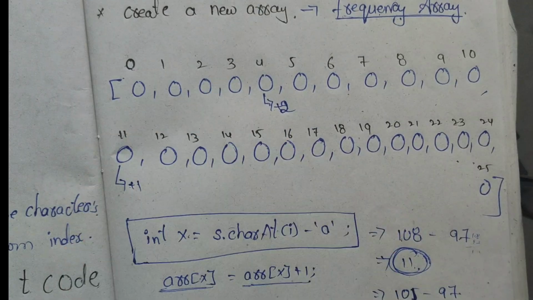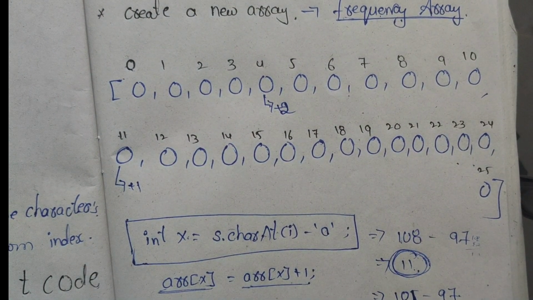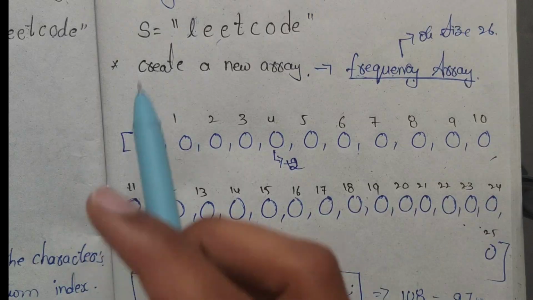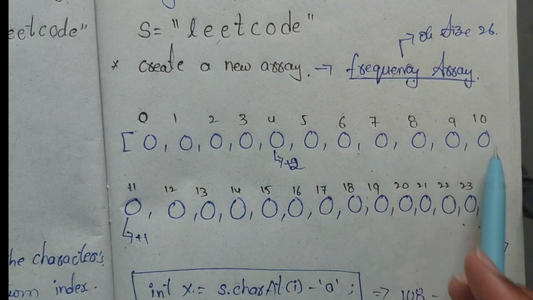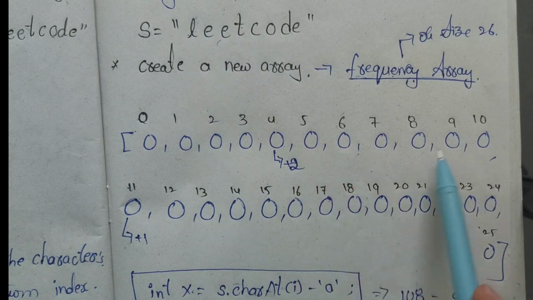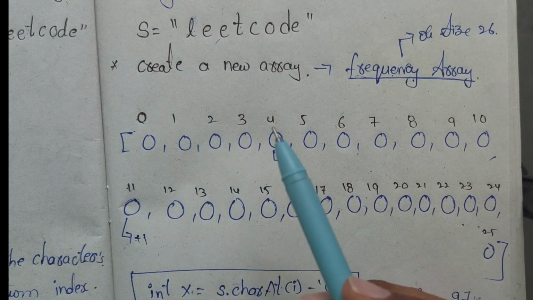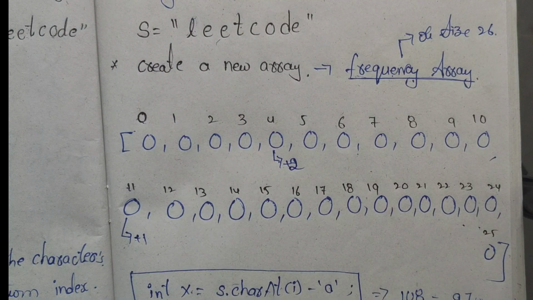Okay. So after processing this entire string, what do we have to do? We have to take one more loop and check whether the count of this character in the given frequency array is 1 or not. If the count of this character in the given frequency array is 1, then we have to return that index. Okay. So that's how we are going to solve this problem.